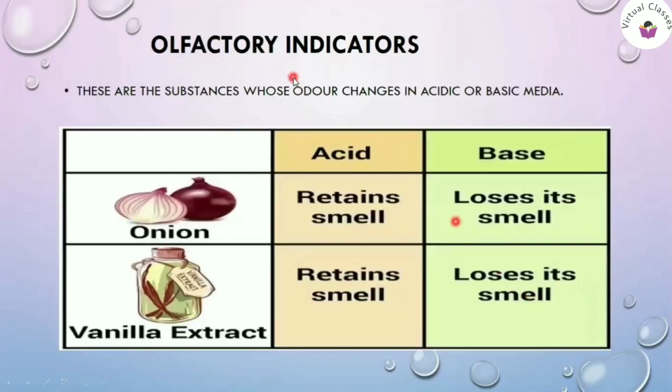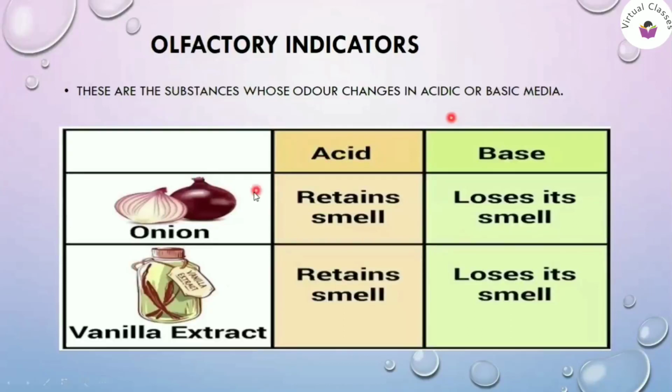Now, let's come to olfactory indicators. These are the substances whose odor changes in acidic or basic media. We have certain substances that change their smell after getting in contact with acids and bases.